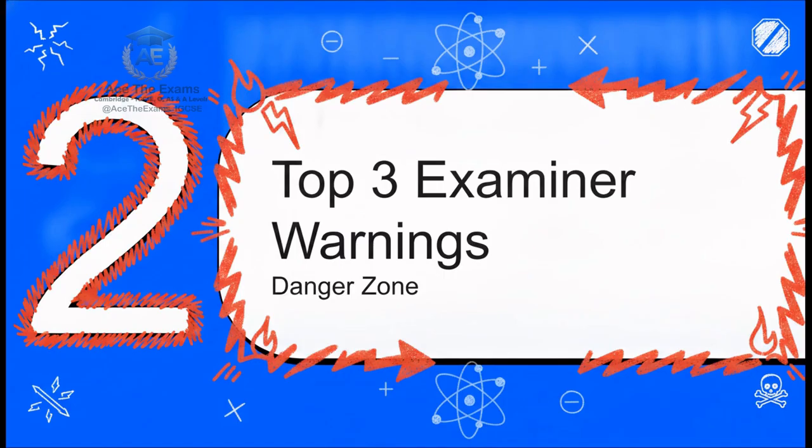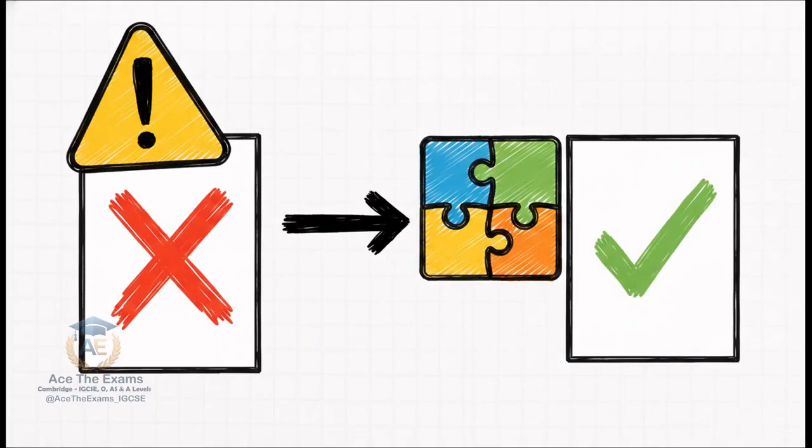Okay, moving to Section 2. Top 3 examiner warnings. Pay close attention, folks, because we are officially entering the danger zone. Here they are, the top 3 common pitfalls pulled directly from principal examiner reports.